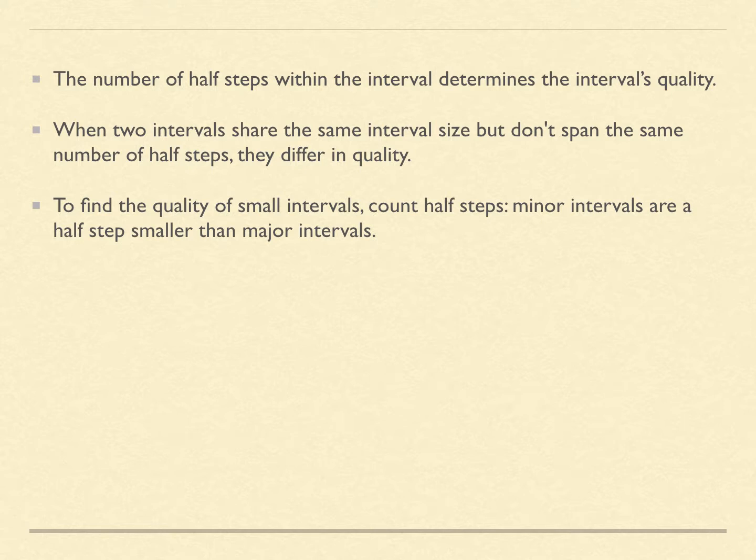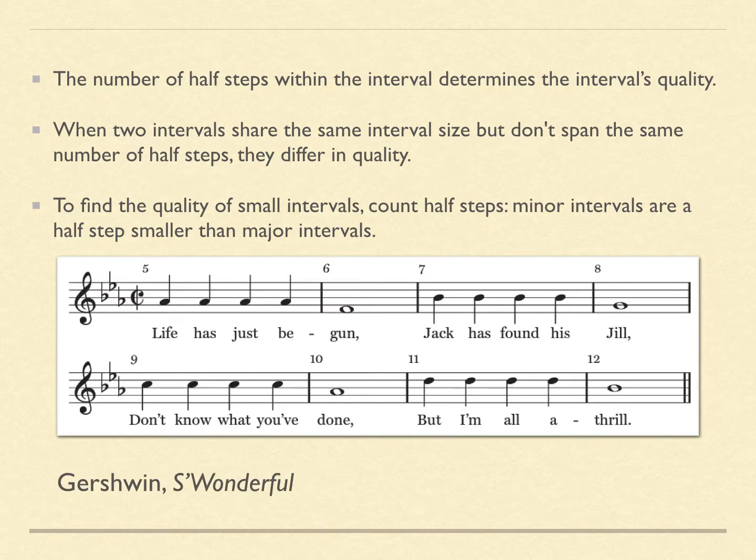I'm going to show you a few more strategies that will be faster, but they require a little bit more prior knowledge. So we'll take a look at a Gershwin example that contains descending thirds and ascending fourths of different qualities. We'll have a listen to this excerpt from 'S Wonderful.